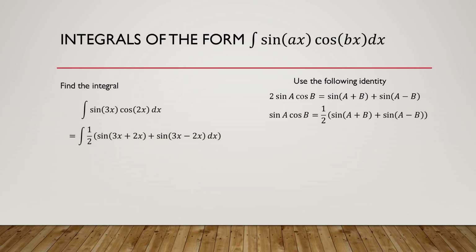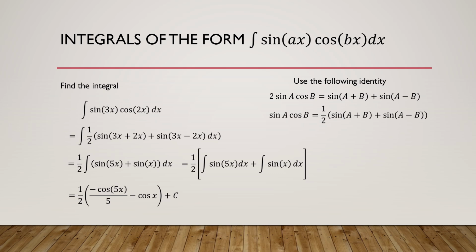As before, the 1/2 can be moved outside the integral as a constant, and combine the like terms, giving us 1/2 the integral of sine 5x plus sine x dx. We split the integral at the plus sign and take the integrals to get 1/2 the quantity of negative cosine 5x over 5 minus cosine x plus c. We distribute the 1/2 to get our final answer, negative cosine 5x over 10 minus cosine x over 2 plus c.